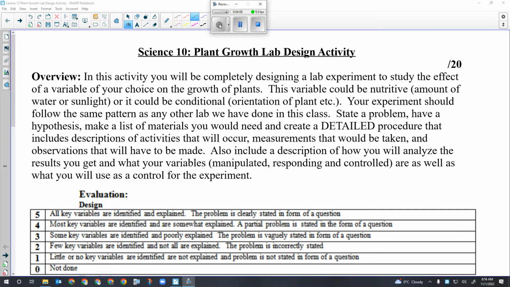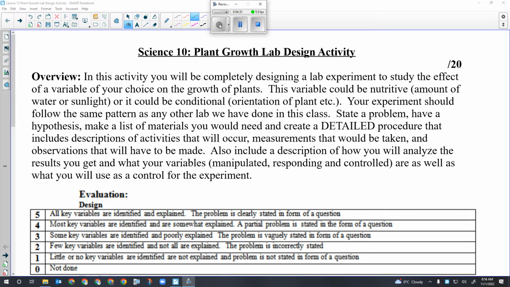Your experiment should follow the same pattern as any other lab we have done in class. State a problem: what is the effect of blah on plant growth? Have a hypothesis: if this thing affects plant growth in this way, and describe your experiment, then this is what's going to happen. Predict your results: these plants are going to grow the best because... Just like you would in any other lab that we have done.